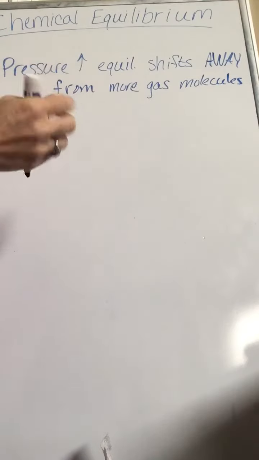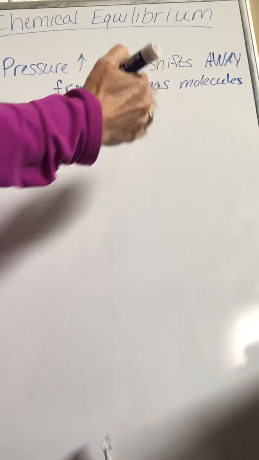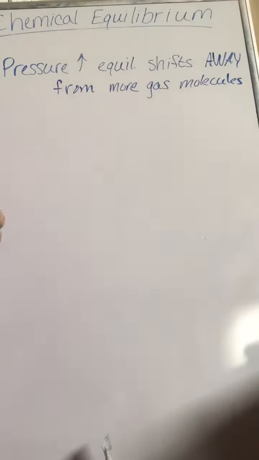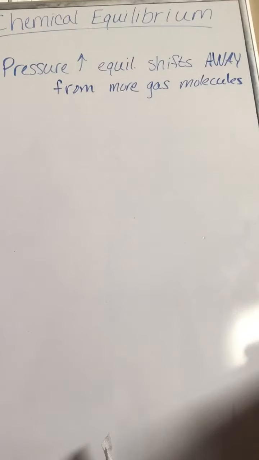If you have more gas molecules and you increase the pressure, then the pressure is going to increase on the side that has more molecules. So the equilibrium is going to shift towards the side that has fewer gas molecules. So it's going to shift away from where there are more gas molecules.